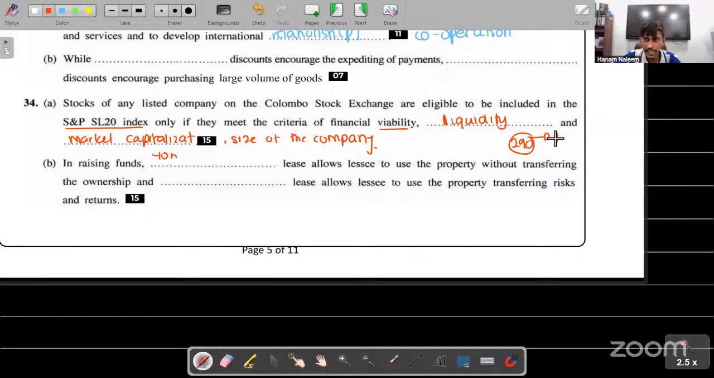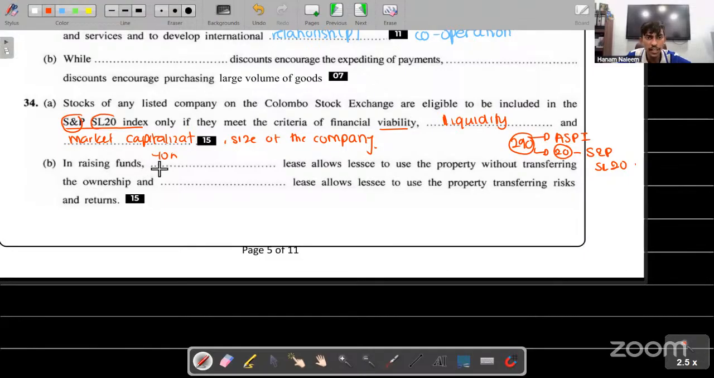Okay, we call that ASPI, all share price index. But if you are seeing only 20 companies, 20 selected companies, we call that S&P SL 20. Okay, so where we select only 20 companies out of the total companies we have. So those 20 companies' share movement only we find. So that we say S&P SL 20. If you want to select those 20 companies, there should be a criteria on how to select those. So you have to see their financial stability, liquidity, market capitalization, and size of the company.